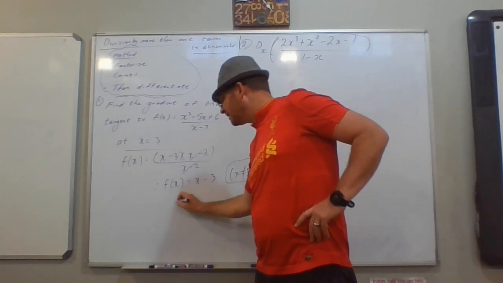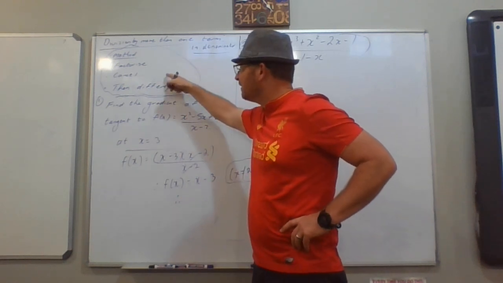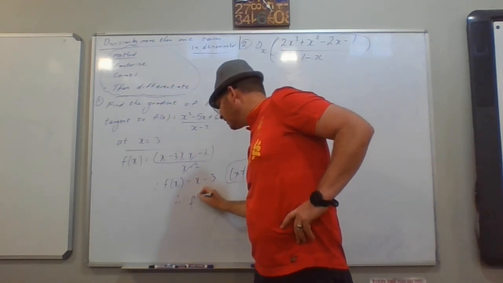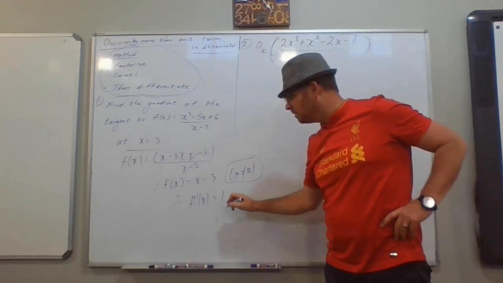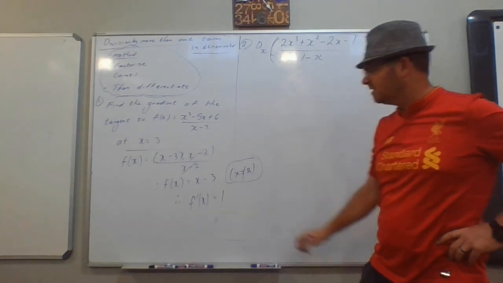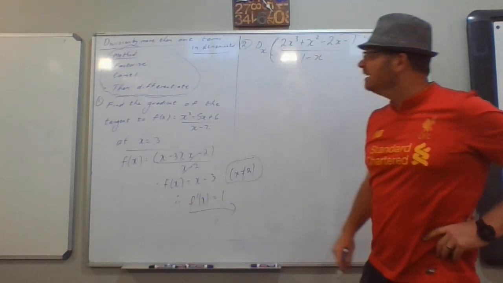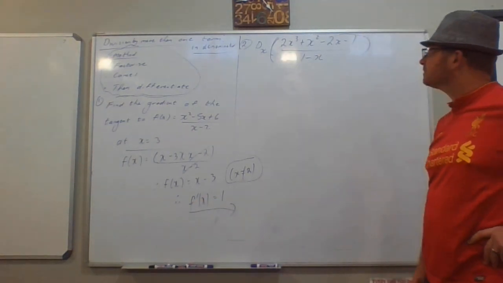So that's f of x, and now, I've factorized, I've cancelled, now I can differentiate. So f dash x is going to be, well, the derivative of x is simply equal to 1, and the derivative of the constant is 0. So there is your answer over there.